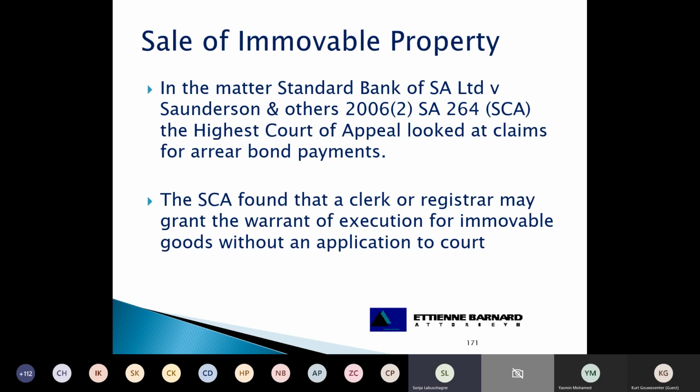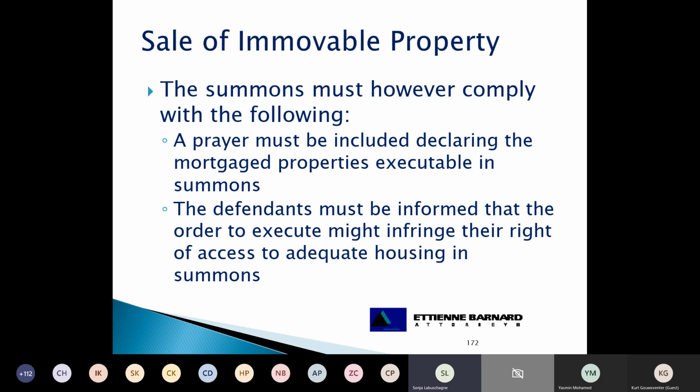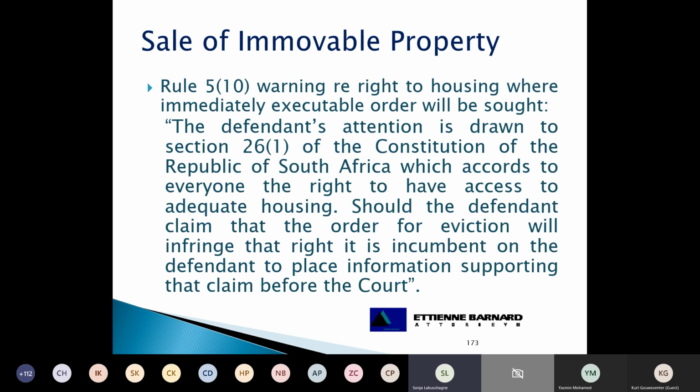We've referred to Standard Bank versus Saunderson previously, where you need to put in that special paragraph to warn the defendant of his rights in terms of Section 26, which might be violated because of the sale of the property, and he must bring reasons to court as to why his property must not be sold. And so your clerk or your registrar cannot issue your warrants anymore. You must then, as I said, include your prayer, and defendants must be informed of their rights. In the Magistrates Court, you have Rule 46, which sets out the exact paragraph that you need to put in. And in the High Court, it is because of Saunderson that you have to put that paragraph in.